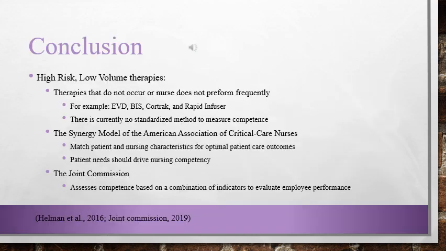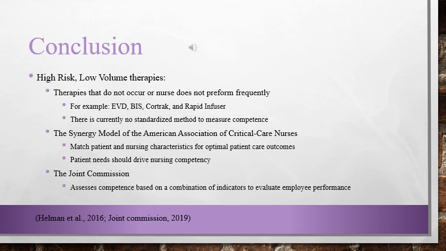In conclusion, high-risk, low-volume therapies, basically these are therapies that occur infrequently or that you as a nurse perform infrequently. Okay, they're going to be things that you don't do on a consistent basis. So for example, if you're working in our facility with 350, 400 beds, a central line is not considered a high risk, low volume. You're working with them every day that you're at work. But if you took those and you put them in a 50-bed rural hospital that hardly ever uses them, that would be considered a high risk, low volume.